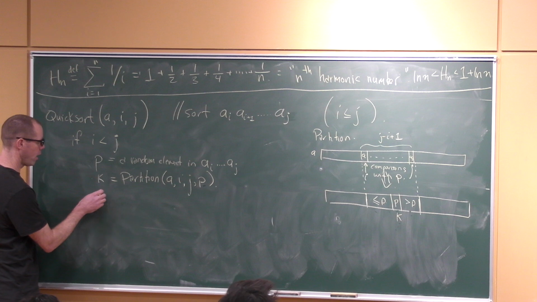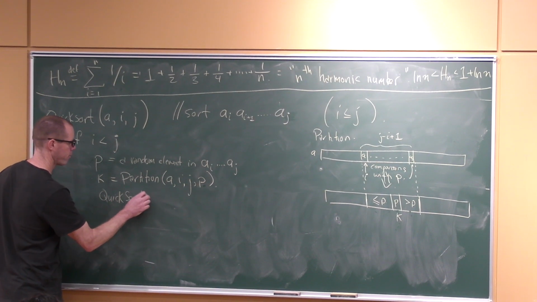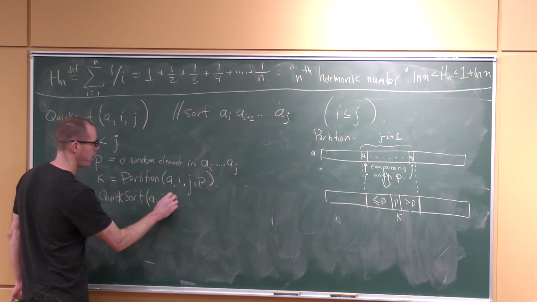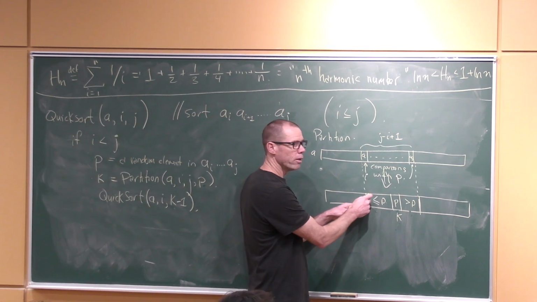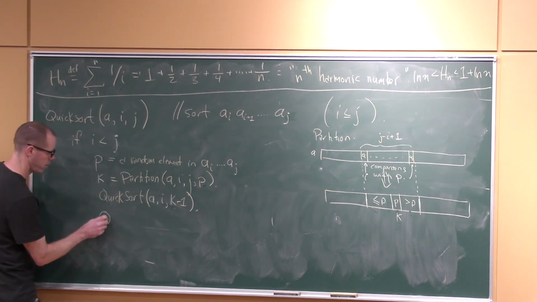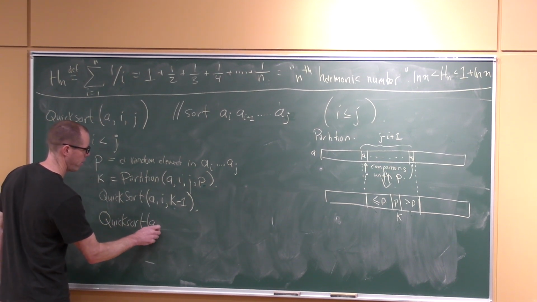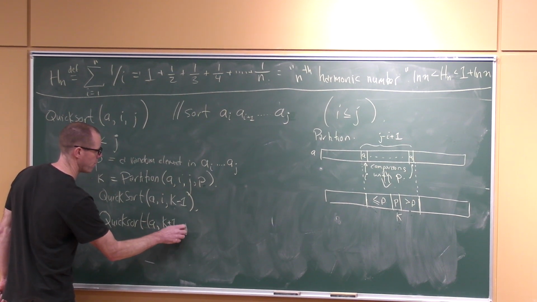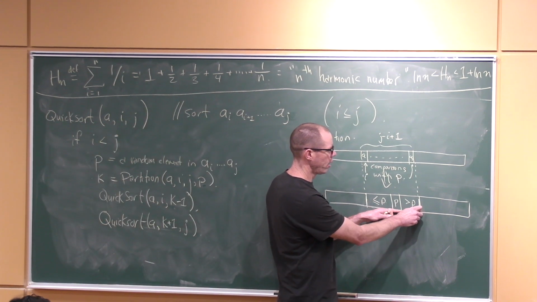And then we quicksort the first part, so that's A, starting at position i and going up to position k minus 1. So we recursively sort the first part. And then we recursively sort the second part, which starts at position k plus 1 and goes up to position j. So that's this part starting at k plus 1 all the way up to j.